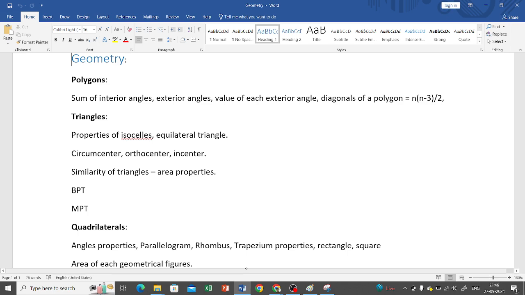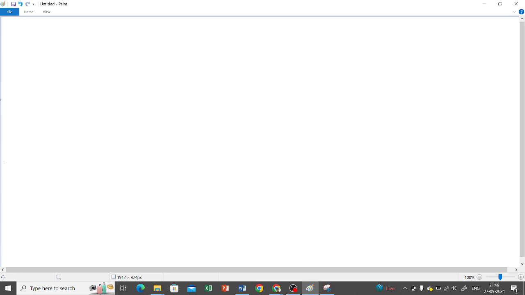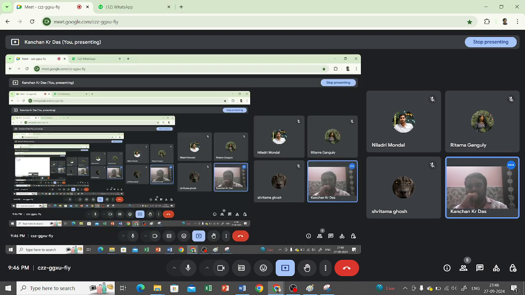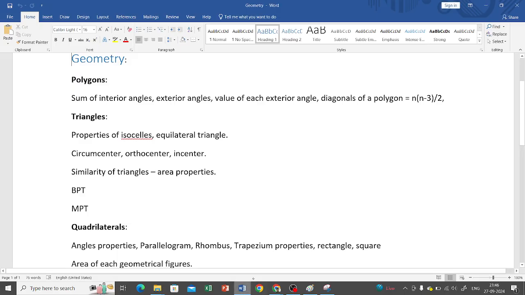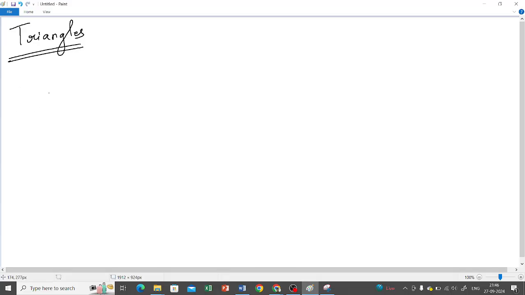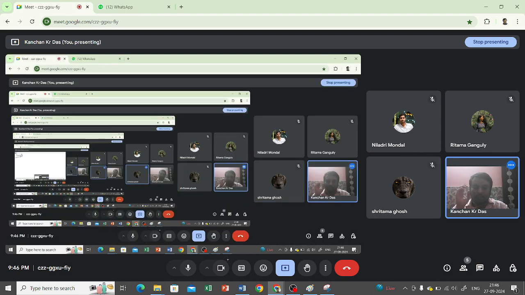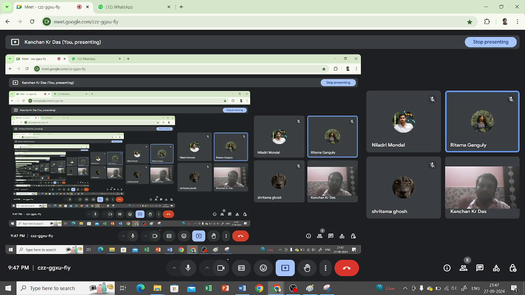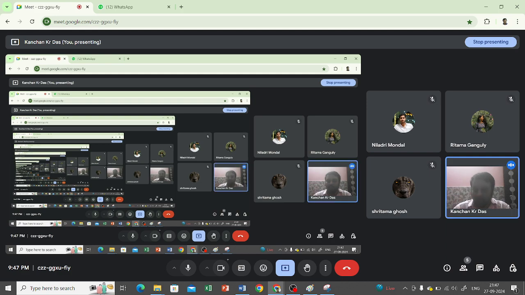So we'll start with triangles. What is a triangle, Shritama? A geometrical figure with three sides. Okay. What is the sum of the interior angles of a triangle? 180 degrees. Okay. Shritama, do you agree with that?